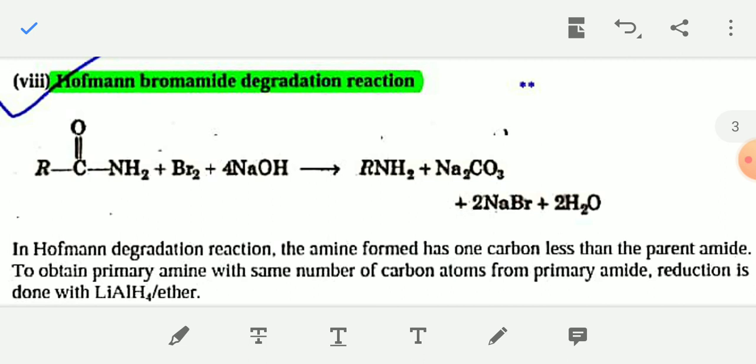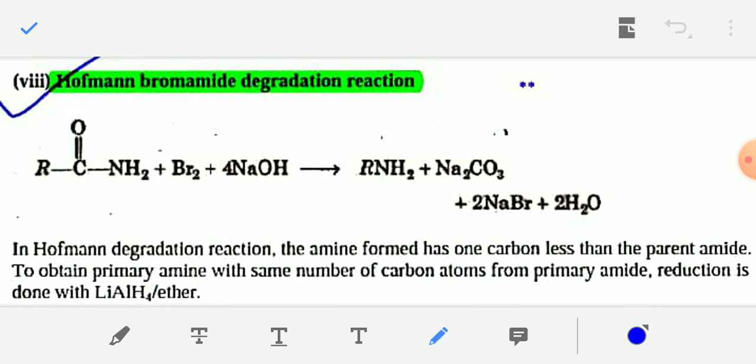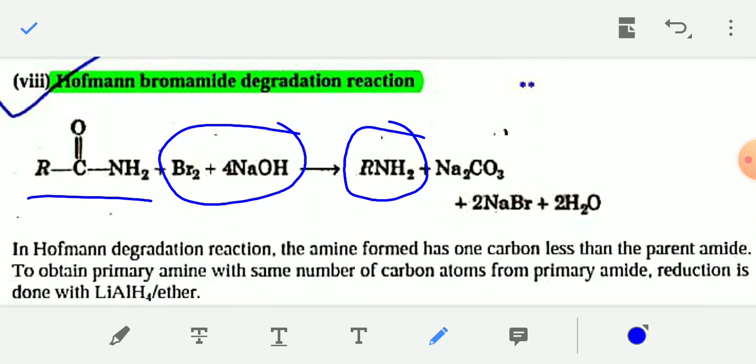Next, Hofmann bromamide degradation. It is also preparation of amine from amide, but the reagent is different. In this case, the amide RCONH2 reacts with Br2 and NaOH, bromine in NaOH. In the Hofmann bromamide degradation reaction, the substrate is amide RCONH2 and the reagent is Br2/NaOH. The product is RNH2. This is the main product, and you have to remember the main product only. It is not necessary to mention the side products.